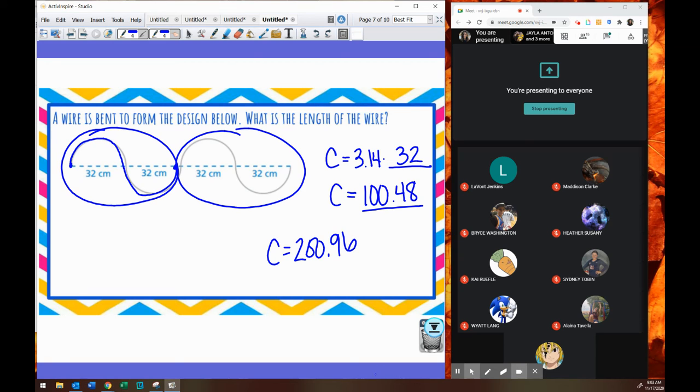Make sense? Try to think outside of the box to figure out how you can make circles out of the picture that's given. Only one more I really want to go over to prepare you for that. 200.96.